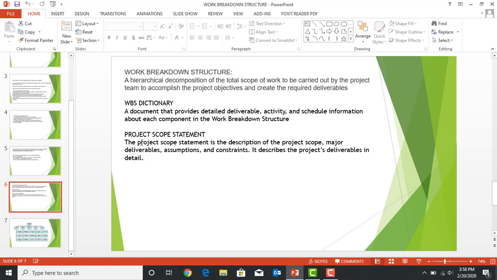These details will be found in our supporting document, which is our WBS dictionary. And then we have the project scope statement. The project scope statement is a description of the project scope, major deliverables, assumptions, and constraints. It describes the project deliverables in detail. And as I said, I'm going to explain this one in my next video. So for now, at this stage, for the WBS, we should know that the WBS is part of our scope baseline along with the WBS dictionary and project scope statement.